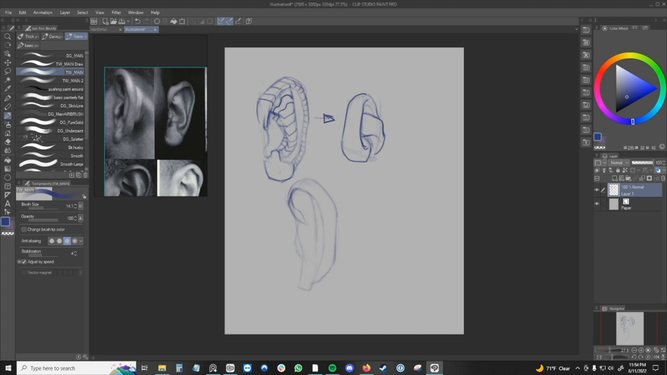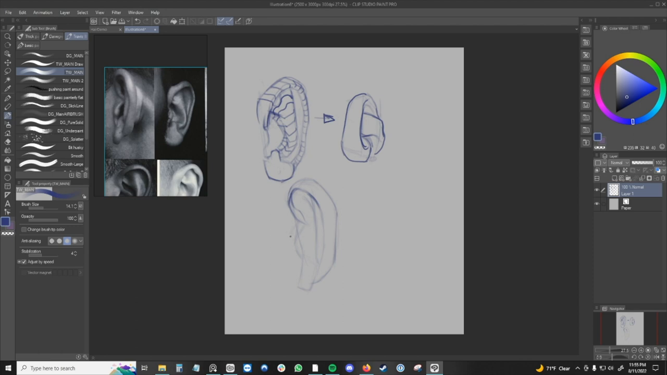Okay, so this is part of the anti-helix right here. We're really seeing that from a different angle, so we're really not seeing much of that Y shape or anything like that. Okay, we're getting the tragus.